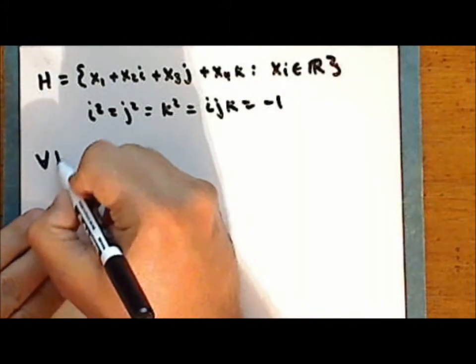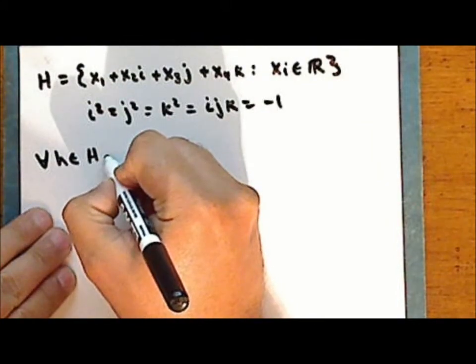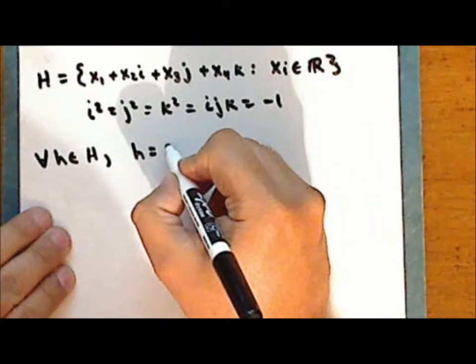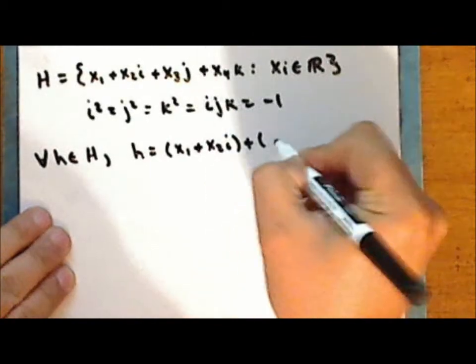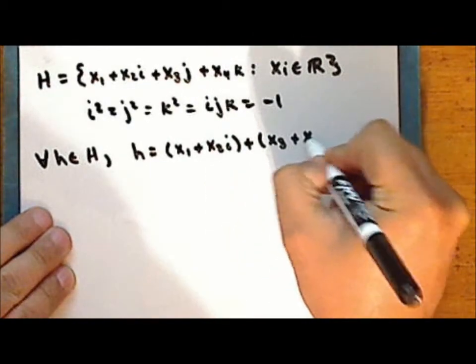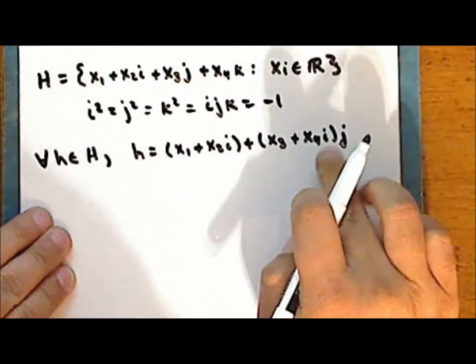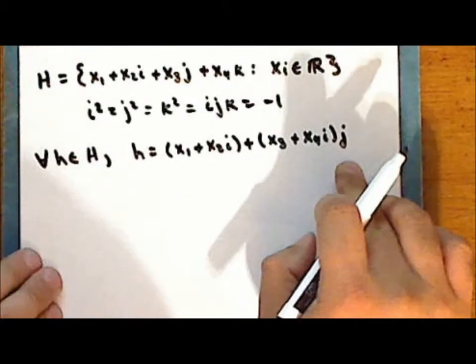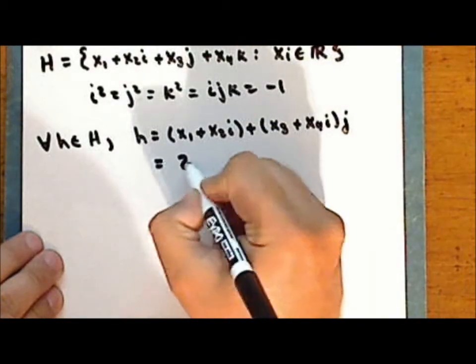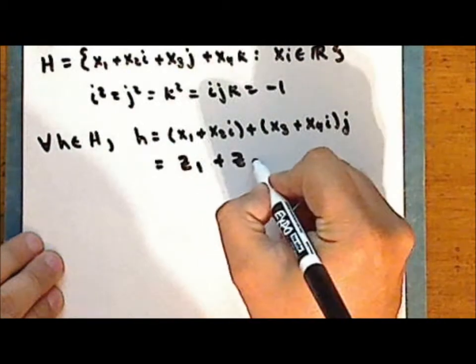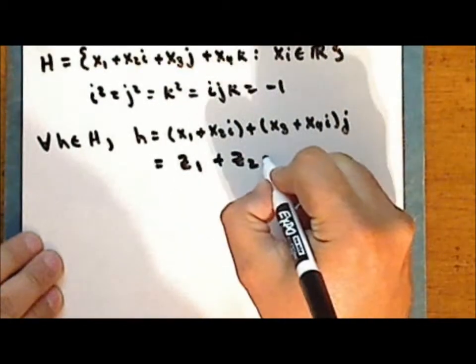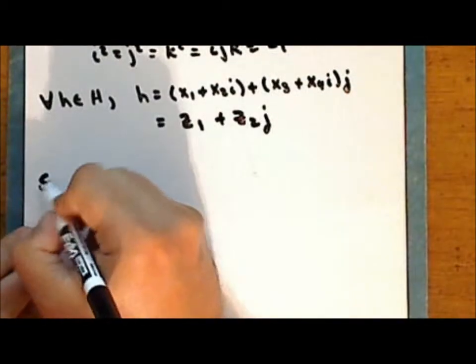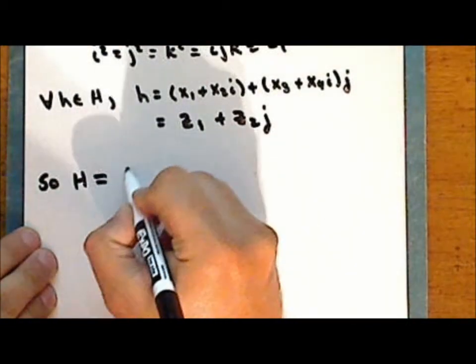And also recall that every element in this set can be written as x_1 + x_2 i + (x_3 + x_4 i) j, since i times j is the unit k. And so this is a complex linear combination, including a complex multiple of the number j. And so the set of quaternions can be considered an algebraic extension of the complex numbers.